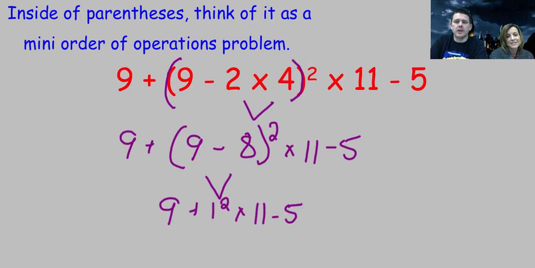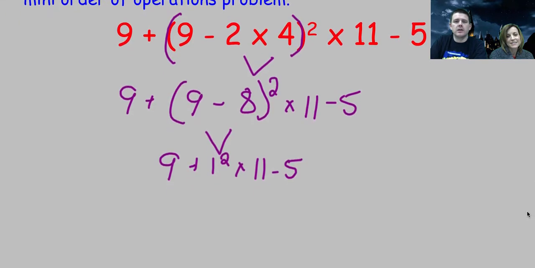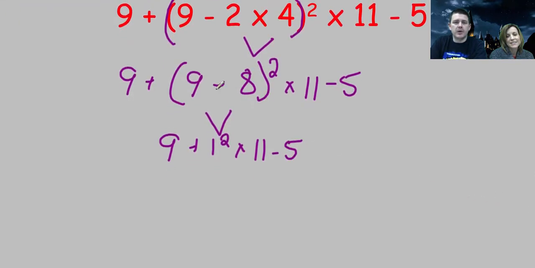All right, looking like I'm going to need some extra space here. So I've finished my parentheses. Now I'm ready to go to my exponents. So 1 to the second power. Please do not say that is 2. 1 to the second power is 1 times 1, which is 1. Rewrite the rest of it.